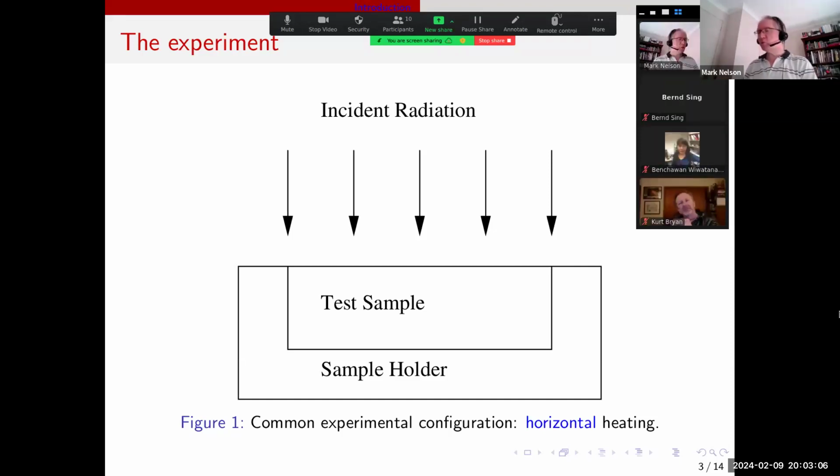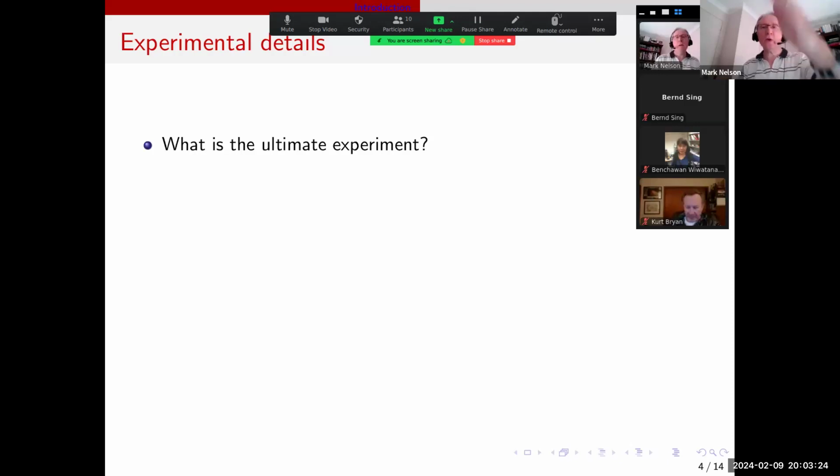So we can make life simple because we're going to assume that our sample is thermally thin. And thermally thin means it's sufficiently thin that there's no temperature profile across it. So I can talk about a homogeneous temperature. There's just one temperature for this material. So yes, ultimate experiment. It's pretty exciting. You burn a house down.